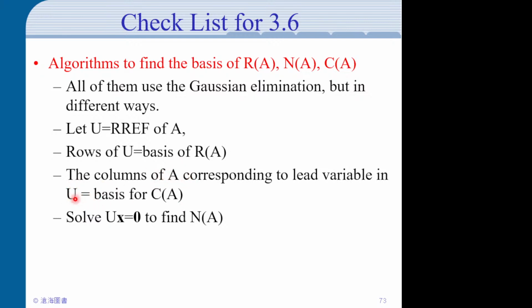Okay. So U is REF, so they have lead variables. You can find the lead variables in U, then find the corresponding columns in A, and those will actually be a basis for C of A.